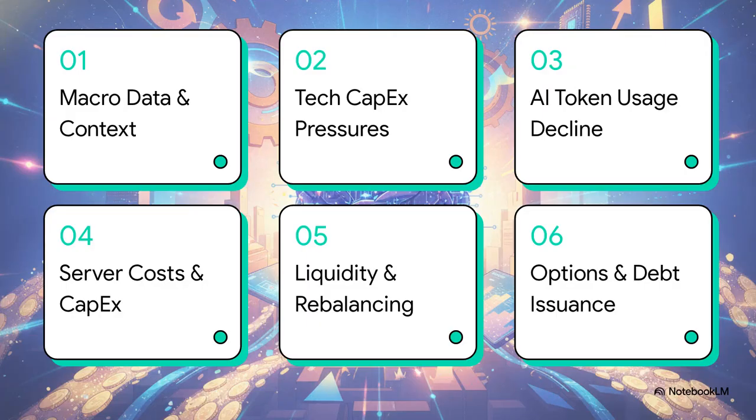Our roadmap covers 6 distinct areas. We'll start with macroeconomic indicators, move through the changing economics of AI hardware and token usage, look at server costs, and finish up with market liquidity, options positioning, and corporate debt issuance.